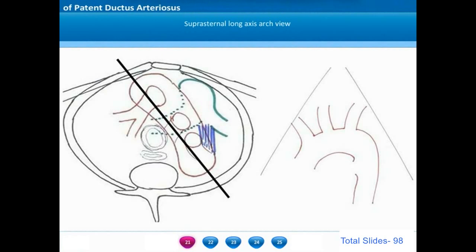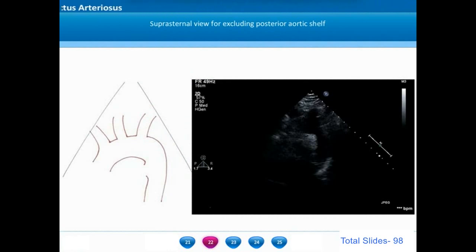So we start with visualization of the aortic arch in its long axis by keeping the probe a little oblique in the suprasternal echo window. We'll start to visualize the whole of the aortic arch from the ascending aorta to the descending aorta and visualize all the arch branches. This is the suprasternal view of the aortic arch in its long axis. The probe is kept in the suprasternal window in an oblique plane. We can identify the whole of the aortic arch and the arch vessels coming off the arch.